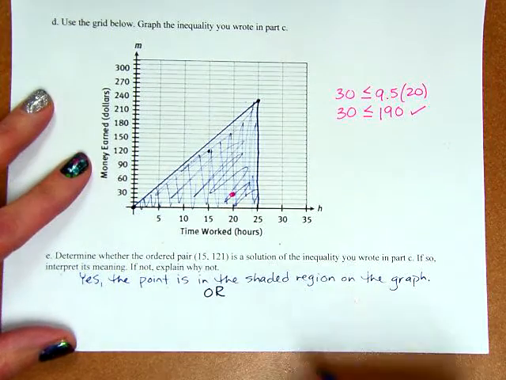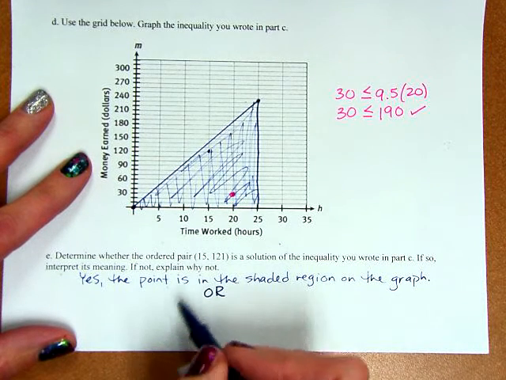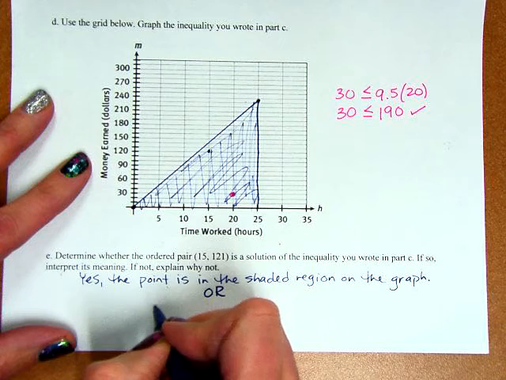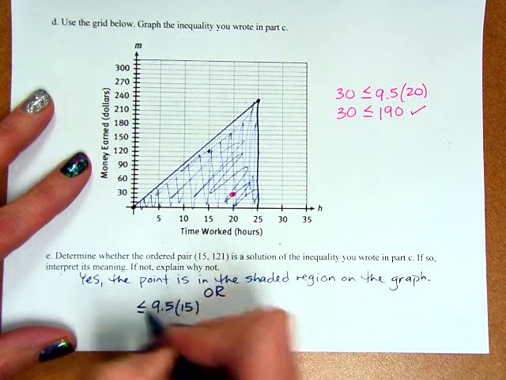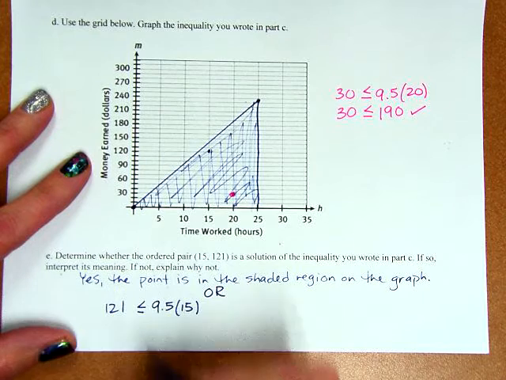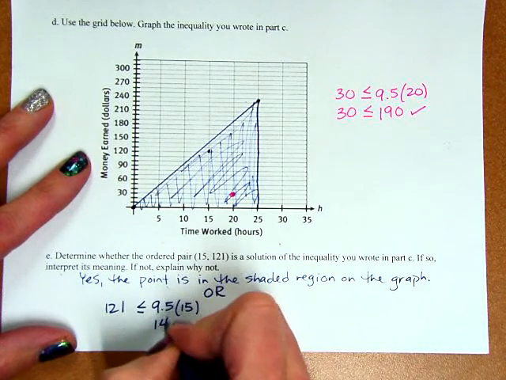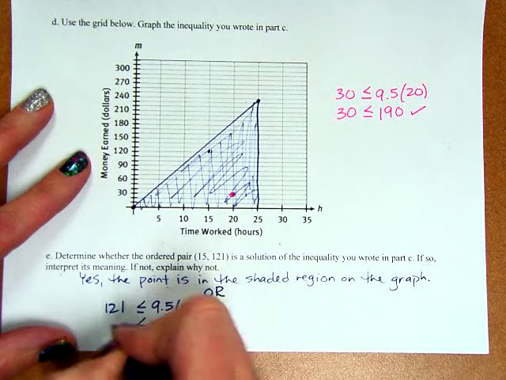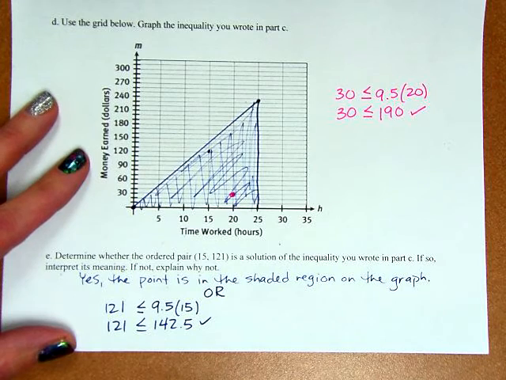Or another way we could determine if that was a solution is we can use our inequality. So 15 is hours worked, so 9.5 times 15 greater than or equal to 121. So when I put that in my calculator, 9.5 times 15, I get 142.5. That is true. So he earned $142.50, but he only took home 121. Why is that? Because he ate there. Okay, right?